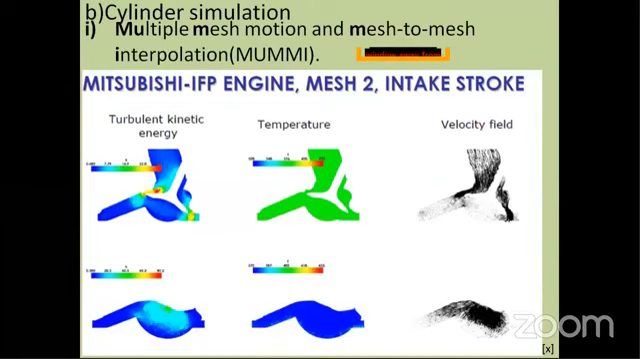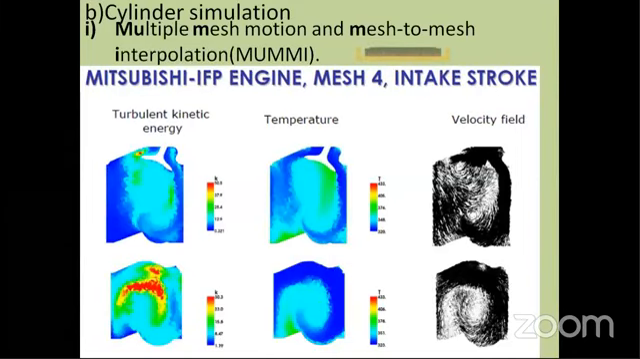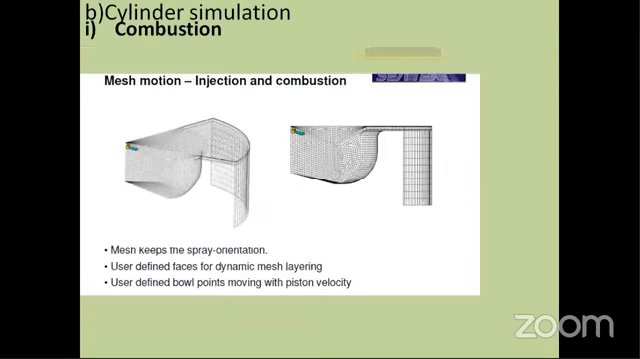You can see here the turbulent kinetic energy, the temperature, and the velocity field for the intake stroke. Now in the compression, you can see how the mesh is drastically changing. And we know that the mesh should not change drastically, as if the aspect ratio is very high, it will affect the accuracy of our solution. Okay, you can see here injection and combustion.